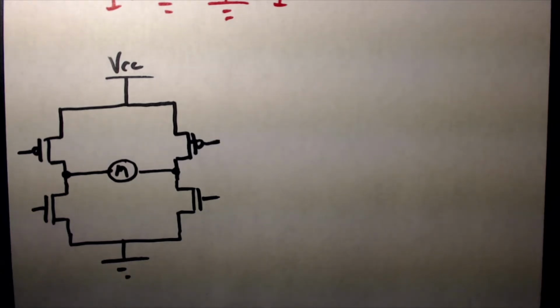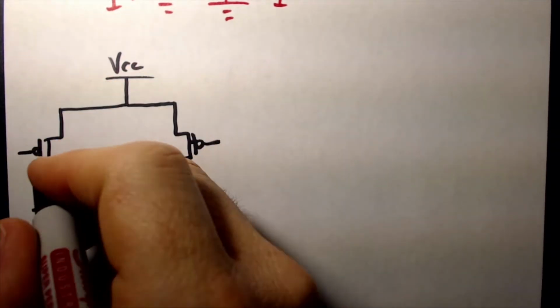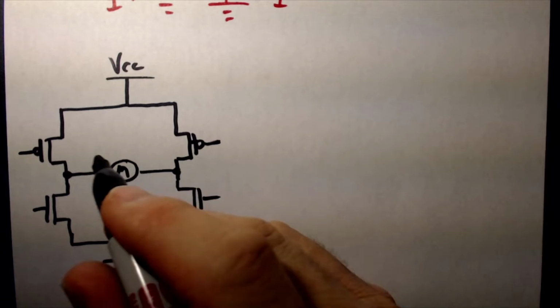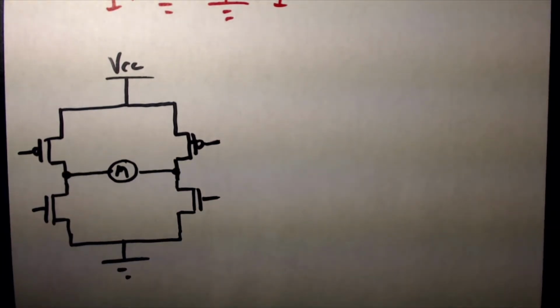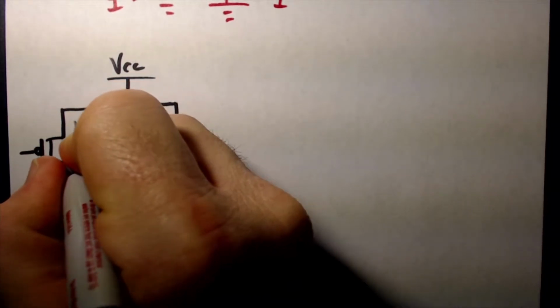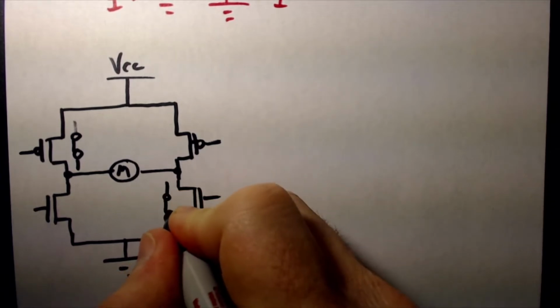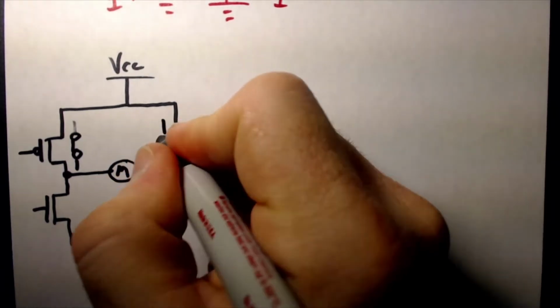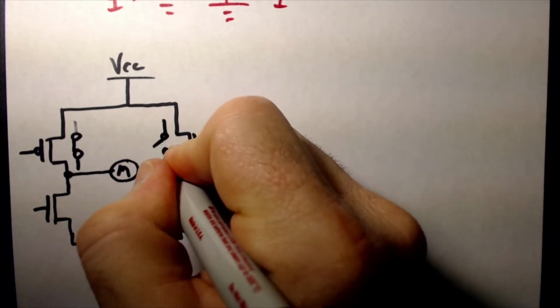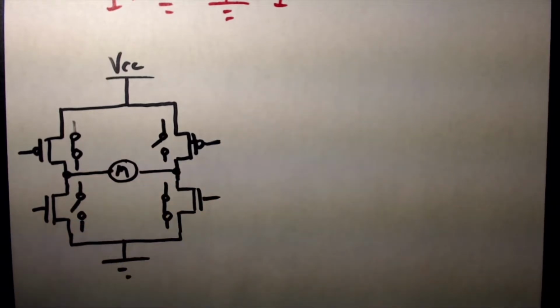Let's go ahead and say that I have taken this side, and each one of these MOSFETs is essentially acting like a switch. So let's say that this one is closed. This one is behaving as though it's closed. And these two are behaving as though they're open. Well, notice what this ends up turning into.